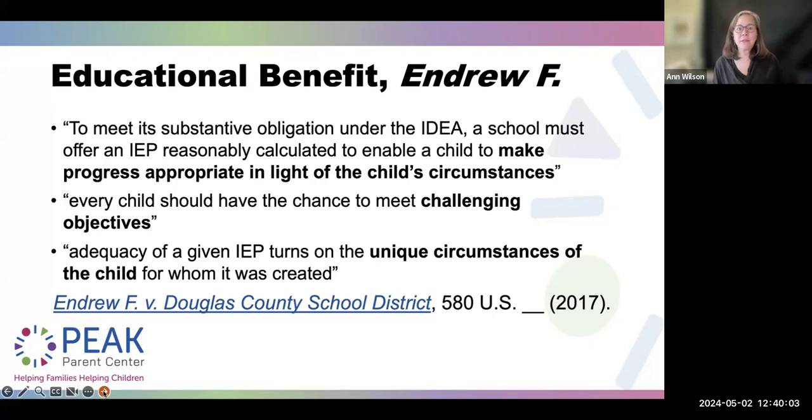They said that the IEP must be reasonably calculated to enable a child to make progress appropriate in light of the child's circumstances. So the child's circumstances is really important. And they said that every child should have the chance to meet challenging objectives. And so that's something to really think about as a parent: are the objectives that you're thinking about challenging? And then the adequacy of any IEP turns on the unique circumstances of the child for whom it was created.